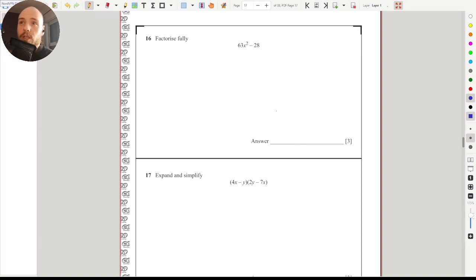So we're on to question 16. Okay. Fully factorize 63x squared minus 28.